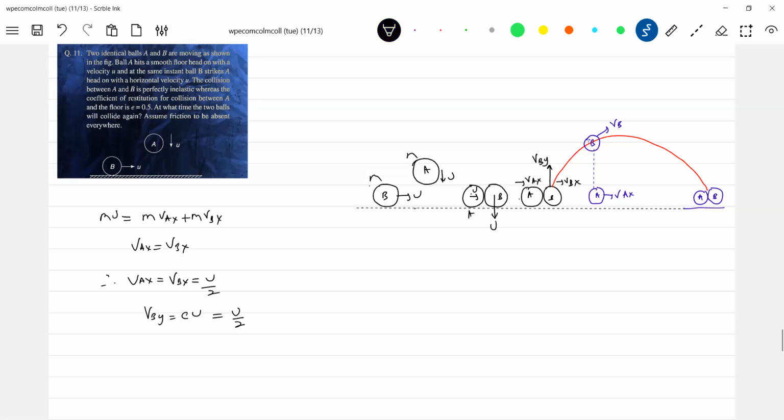So what is the time? T equal to 0. This is T equal to T. What is the time of flight? The time of flight is given by 2 VBY by G. So this will be equal to U by G.